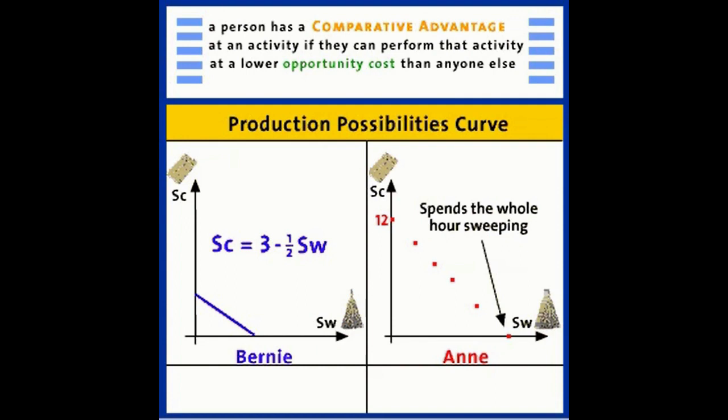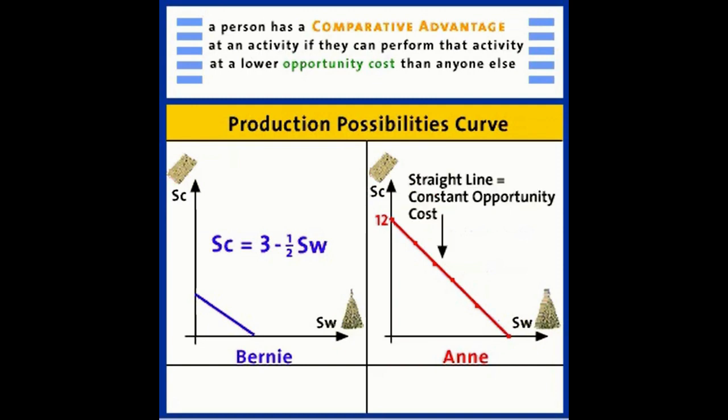It tells you that her opportunity cost is constant. Anytime she wants to sweep an extra room, she gives up 1 room worth of scrubbing. Why is her opportunity cost constant? It's constant because her time and resources are equally well suited to providing each of the 2 services.